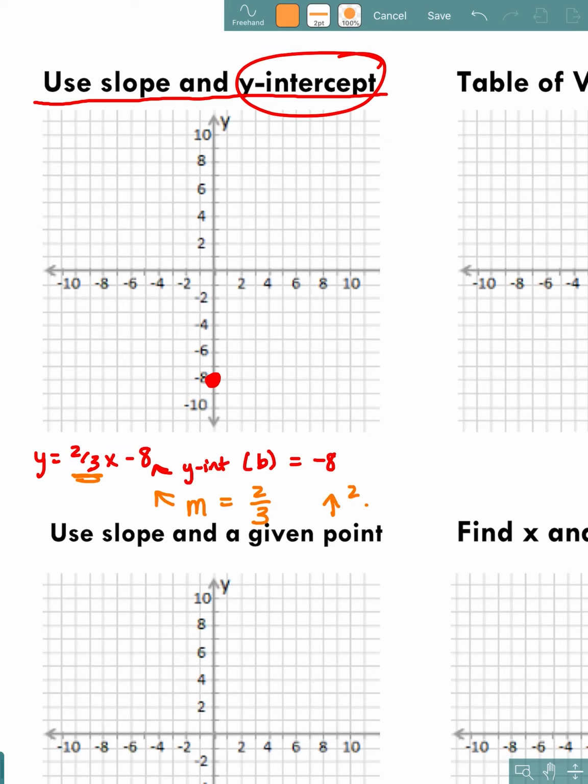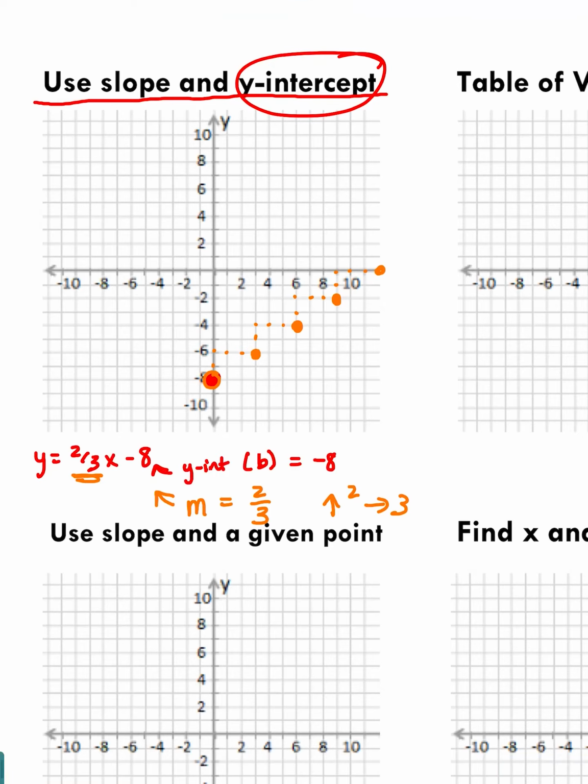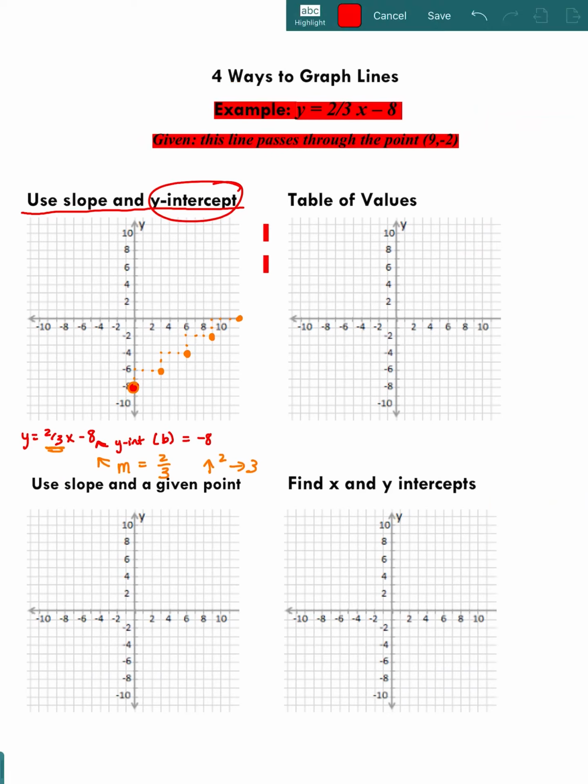That means we're going to go up 2 and over 3 from one point to another on the graph. So if we started at the y-intercept here at 0 and negative 8, and we went up 2 and over 3, we'd be at this point. We go up 2 again, we go over 3 again. Here we are, up 2, over 3. We really only need to do that a couple of times if we've done it accurately in order to see that we have a straight line. So you want to connect your points.